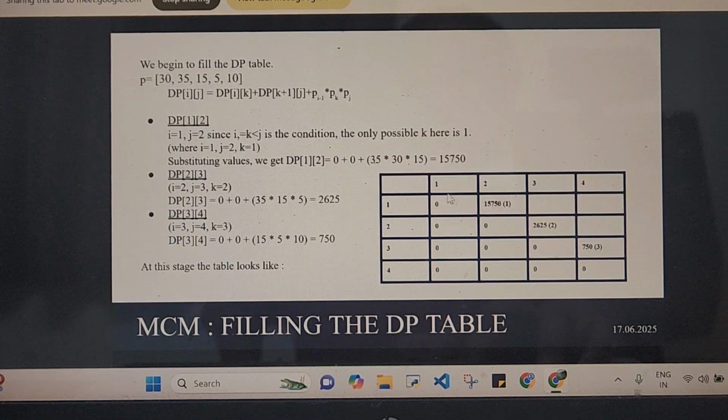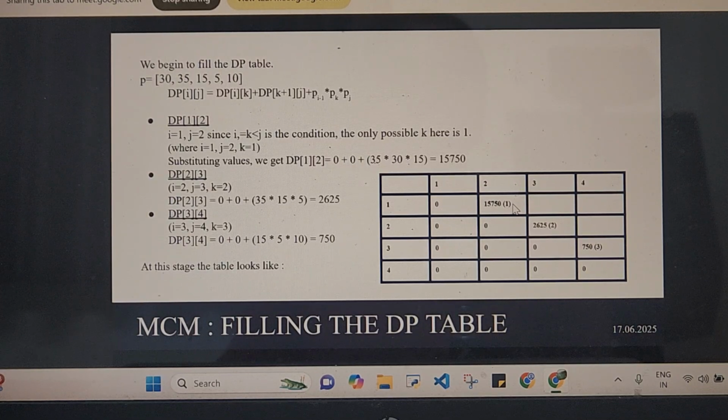So what this means is, to multiply a1 cross a2, you need at least 15750 multiplications. To do a2 cross a3, you need at least 2625 multiplication operations, and to do a3 cross a4, you need at least 750 operations. Also, the number in the bracket, which is your k value, implies where you will make the split.